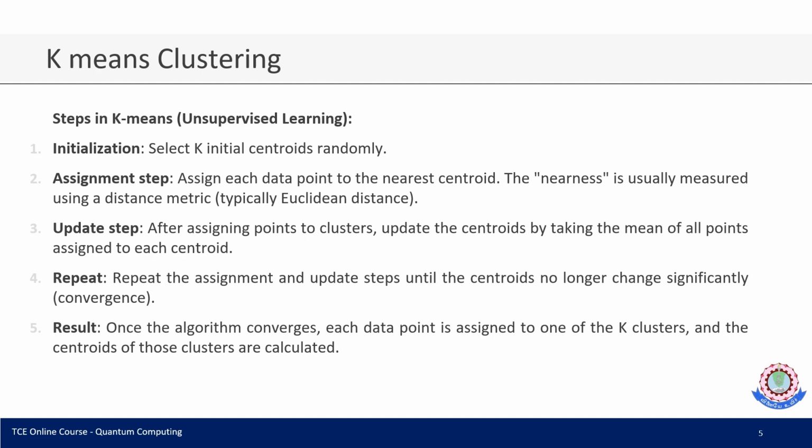Assignment step: assign each data point to the nearest centroid. Nearness is usually measured with a distance metric. There are different kinds of distance metrics, and here we use Euclidean distance. Update step: after assigning each point to a cluster, update the centroids by taking the mean of all points assigned to each centroid. It is very important to keep updating. We repeat the assignment and update steps until the centroids no longer change significantly.